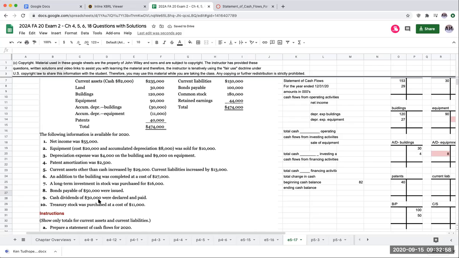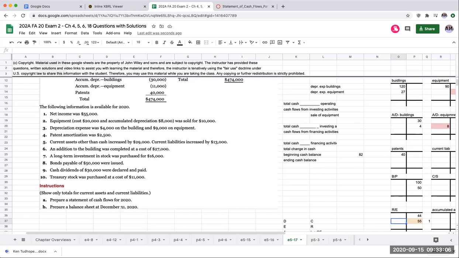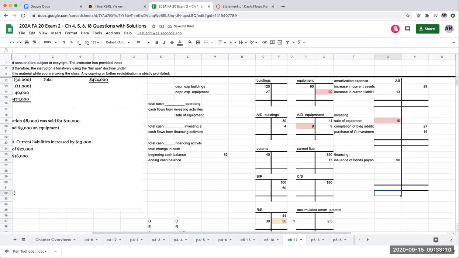Okay, over here, cash dividends of 30,000 were declared and paid. So for my cash dividends, this is going to be over here at 30. I do the opposite to cash, payment of a cash dividend. This is going to be here at 30.